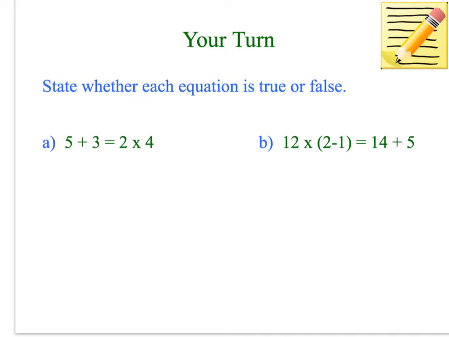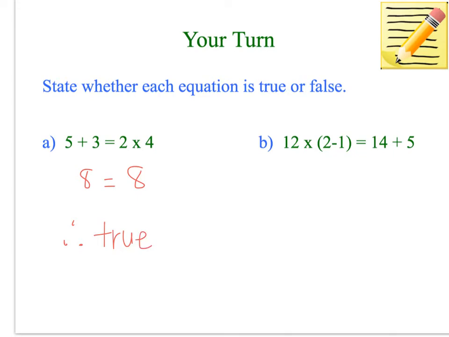So pause the video and do that. Okay, so this first one's pretty easy. 5 plus 3 is 8 equals 2 times 4, which is 8. Therefore, with our therefore symbol, it is true.